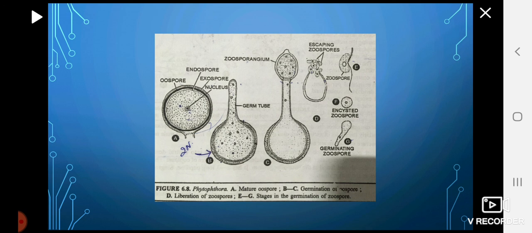So in the zoosporangium, zoospores are developed, which further behave in the same manner. As you can see here, the zoospores are kidney shaped and they have two flagella, and they swim for some time. Later on they develop their own wall, and later on they germinate to produce a new mycelium. So in this way the sexual reproduction takes place, and the new mycelium is developed.